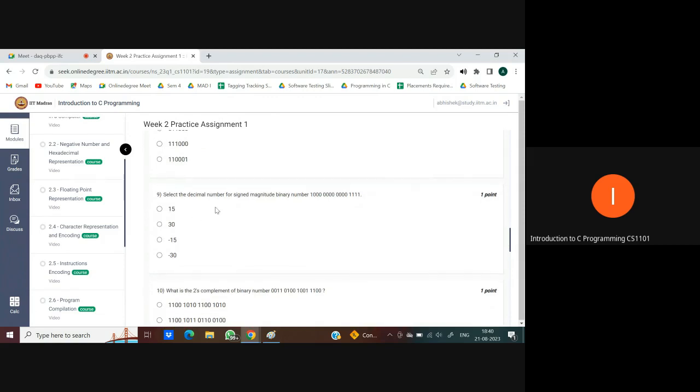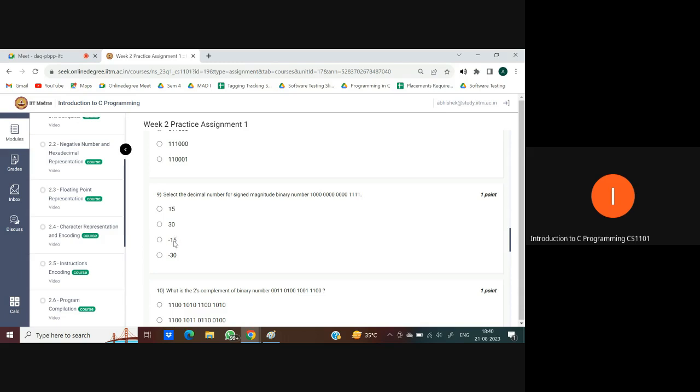Select the decimal number for the signed magnitude binary number, this. See, the question itself has made it quite easy for us. It has already said that the number is represented with the help of signed magnitude notation. And we know that in signed magnitude notation, if the MSB is 0, the number is positive. If the MSB is 1, the number is negative. And here, what is the MSB? It is 1. That means the number is going to be negative.